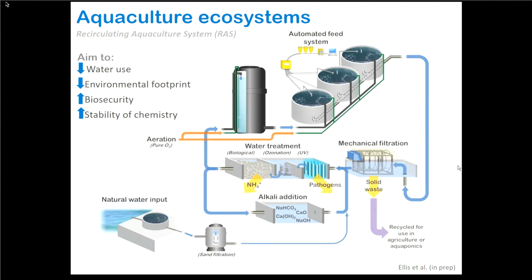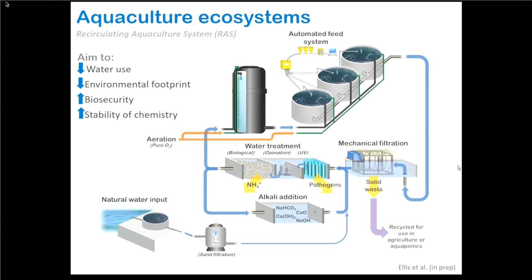Now the idea of RAS as an aquaculture setup is that it reduces the water use and the environmental footprint, but it increases the biosecurity and the stability of the chemistry within any one system. So it's supposed to be environmentally friendly, and it's really argued as the forefront of aquaculture, where aquaculture should go to in terms of making it as sustainable as possible and have the least impact.